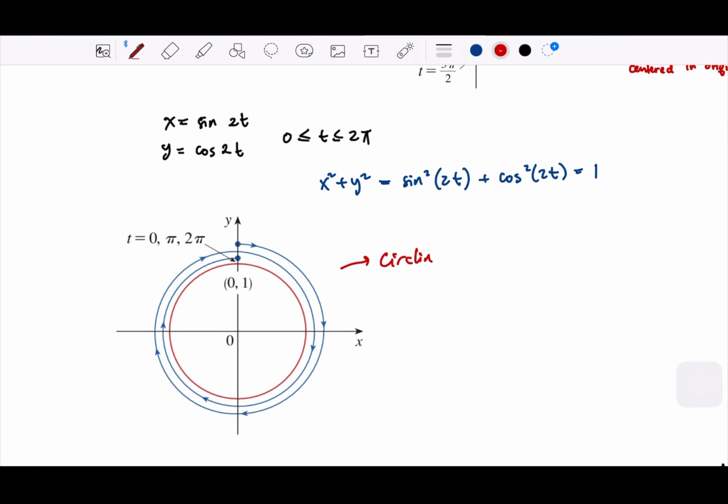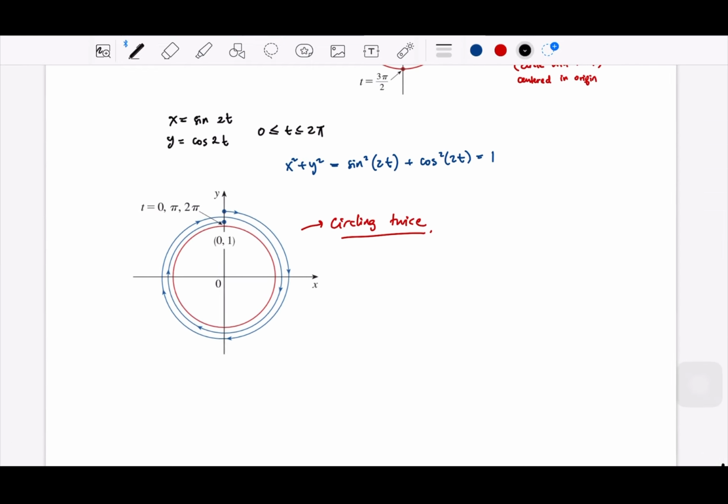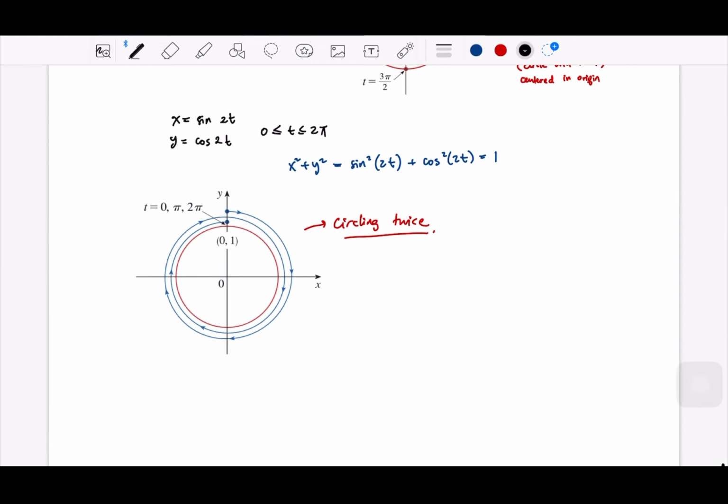Circling twice. So the circle is still on the origin, right? Centered on origin. So there will be a case when the center is outside of the origin.